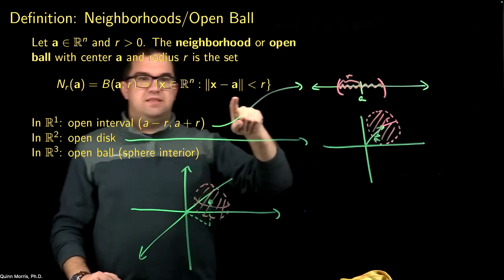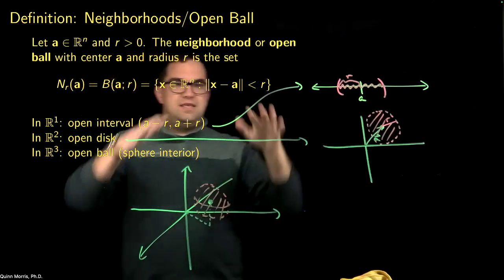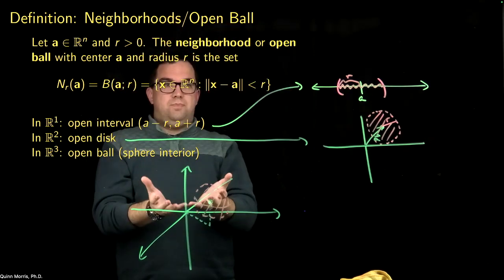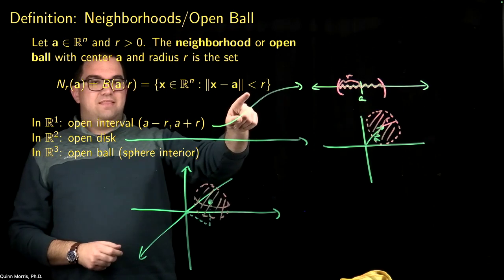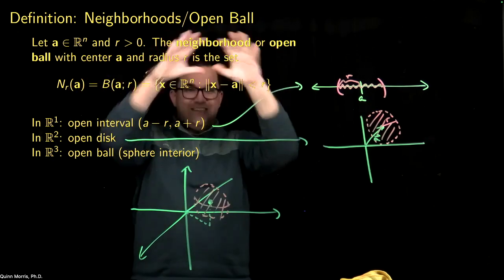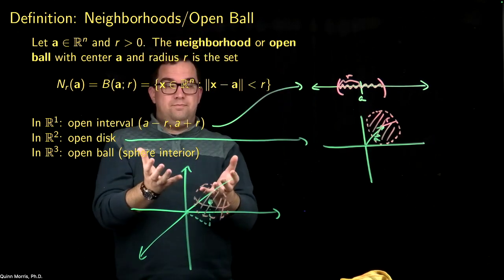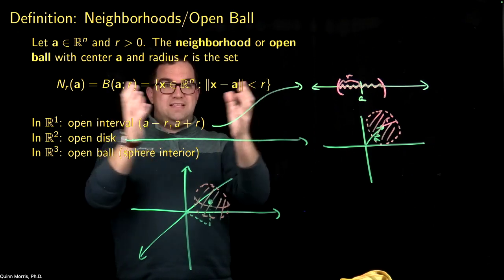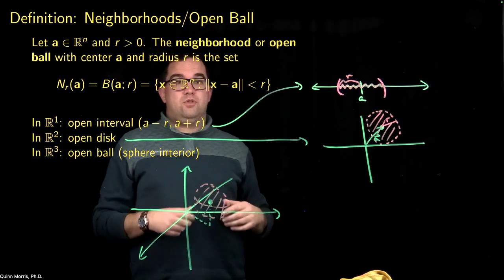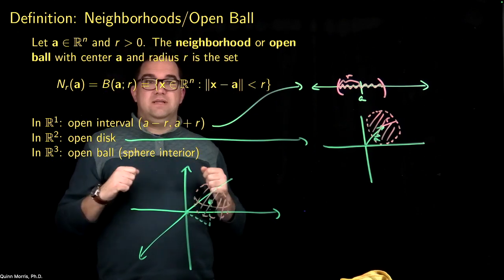If I made this the set of all things whose distance was less than or equal to R, then I would have all the air inside and the plastic of the beach ball. If I made this norm of x minus a equal to r, then I would just get the plastic of the beach ball. So we call just that plastic the sphere. If we're just looking at the inside, we would call that the open ball. That's just the air inside. And if we were looking at the closed ball, that would be the plastic and all the air inside.